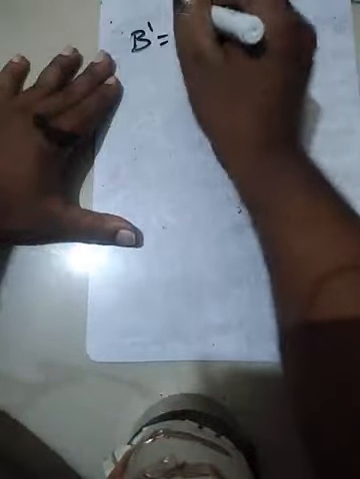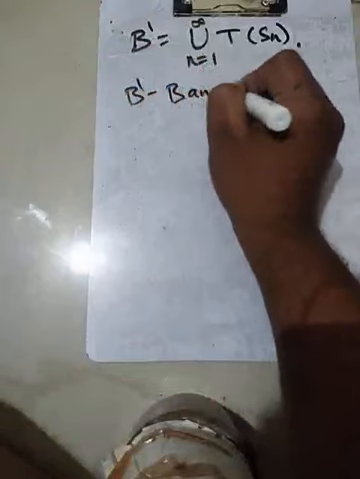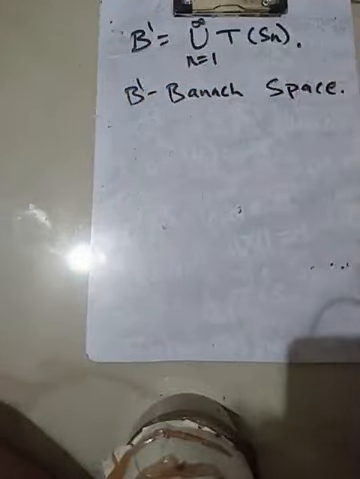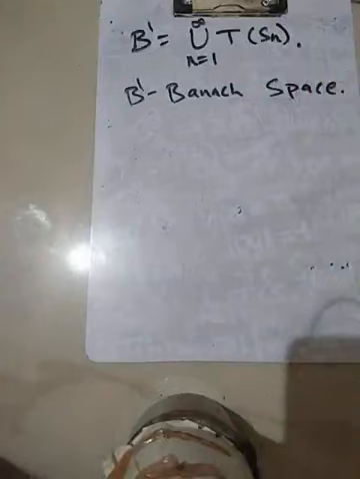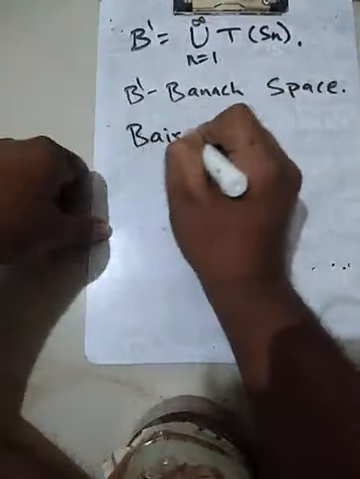From here it is easy to see that B' is the union of TS_n, n going from 1 to infinity. So the images, the union of TS1, TS2, TS3 and so on, form B'. Now B' is given to be a Banach space, so every Cauchy sequence converges. So it is a category 2 space, and we will apply the Baire category theorem here.